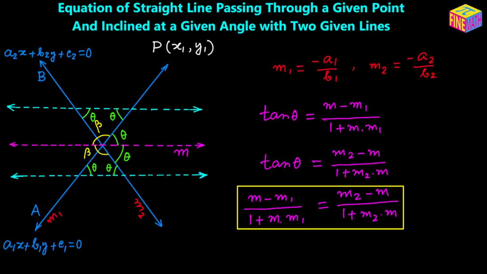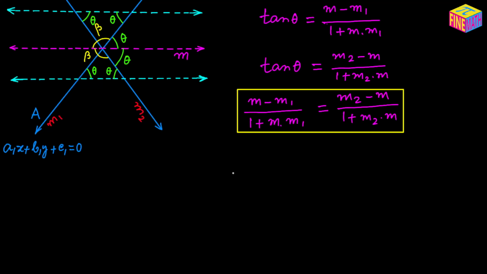Now let's try to see how this equation is going to look. If we cross multiply, then what are we going to get on the left hand side? Well, our left hand side will be (m minus m sub 1) times (1 plus m sub 2 times m). So I have the numerator of the left hand side and the denominator of the right hand side multiplied together. That is definitely equal to the numerator of the right hand side, which is (m sub 2 minus m), times (1 plus m times m sub 1). Now let's remove the parentheses and let's expand it.